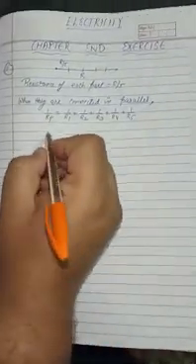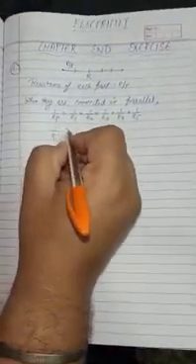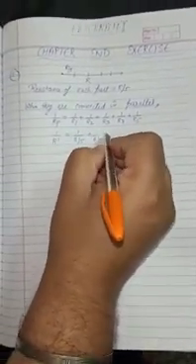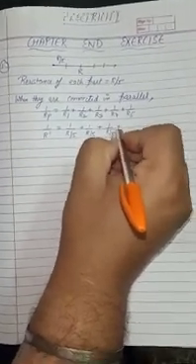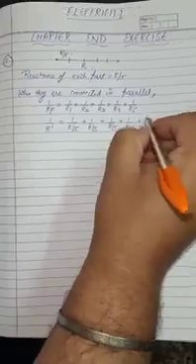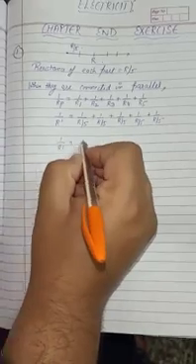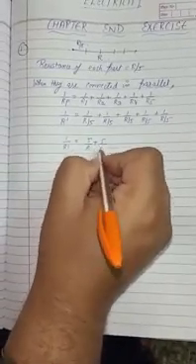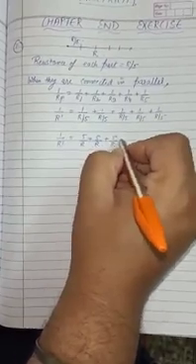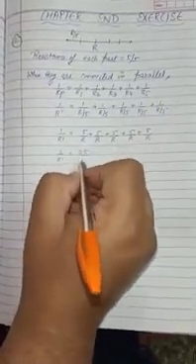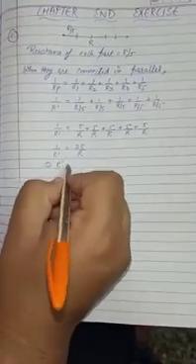And as per question, Rp is R dash. So 1 by R dash becomes 1 by R by 5 plus 1 by R by 5, right? So 1 by R dash becomes 5 by R plus 5 by R plus 5 by R plus 5 by R plus 5 by R. 1 by R dash is equal to 25 by R. This implies R dash becomes R by 25.